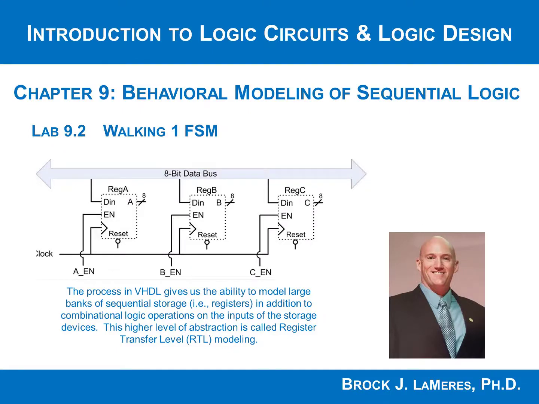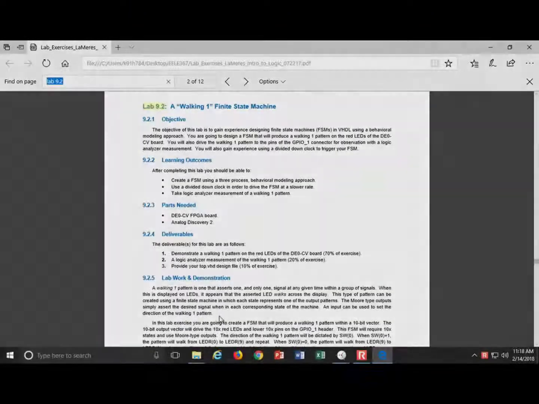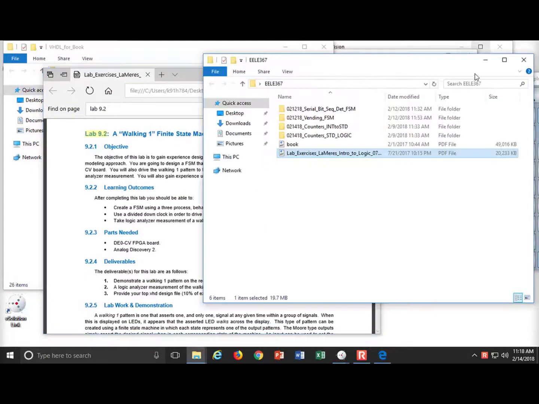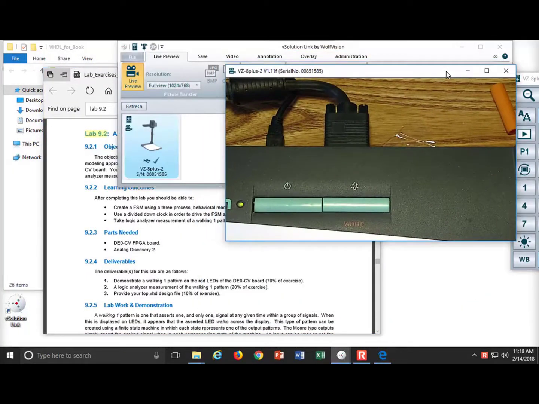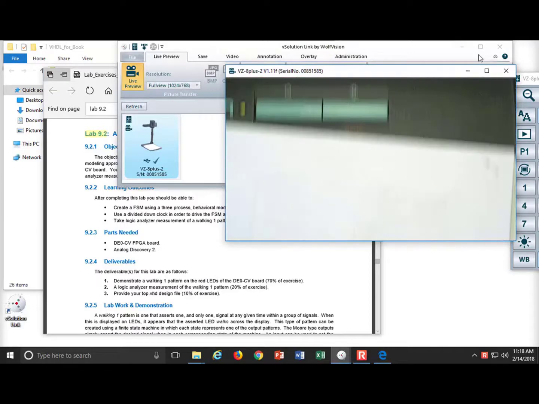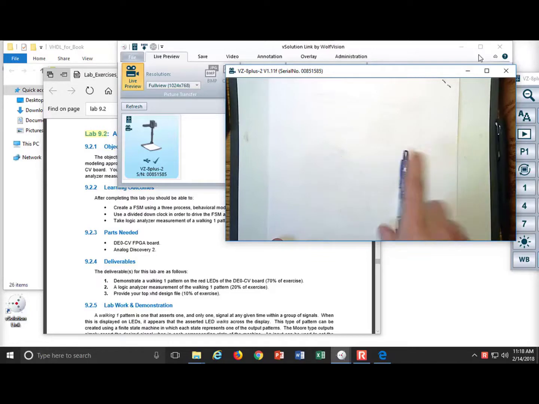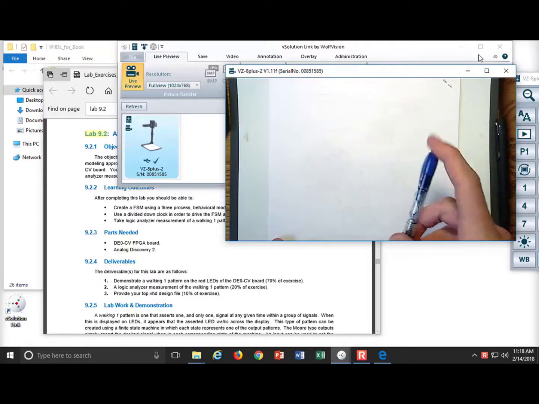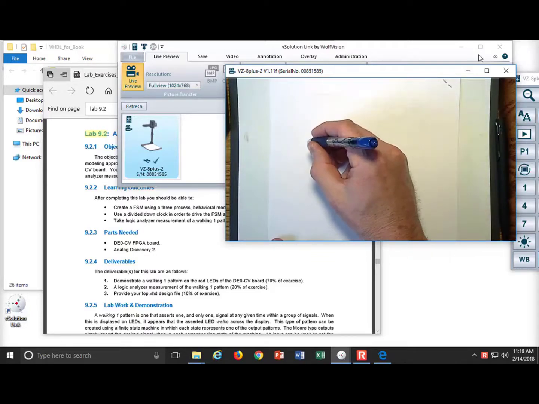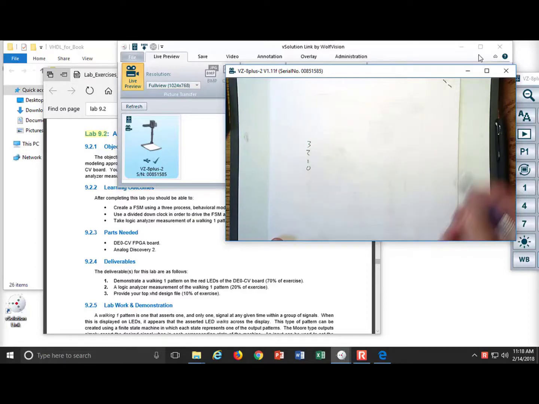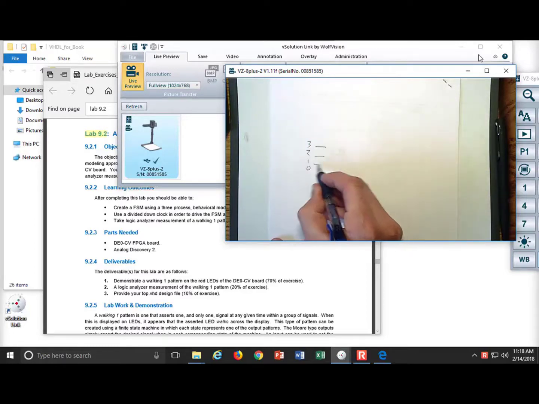Okay, so we're looking at lab 9.2, which is called a walking one finite state machine. A walking one is where you have one signal asserted at any given time. If you looked at, let's say, 4 signals, 3, 2, 1, 0, and they were all sitting at zeros, a walking one means that one will assert at any given time.